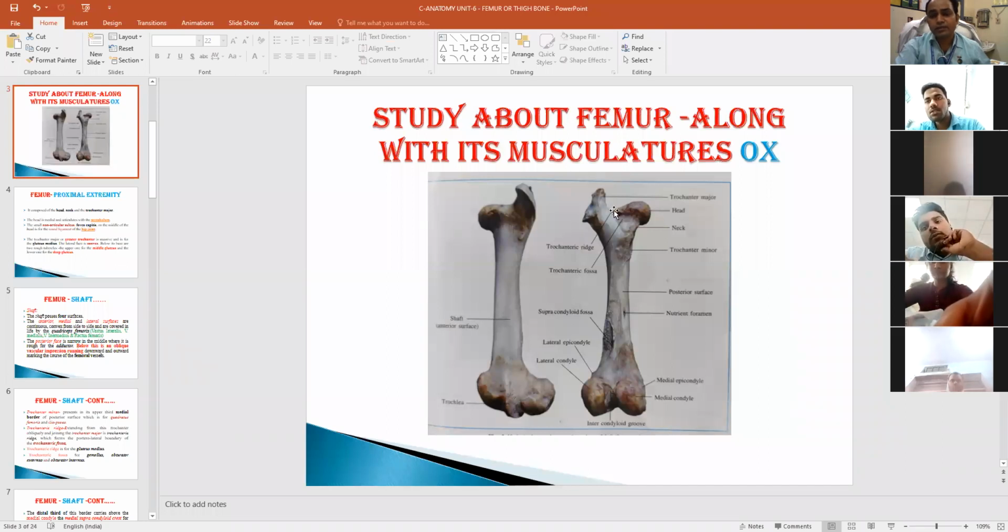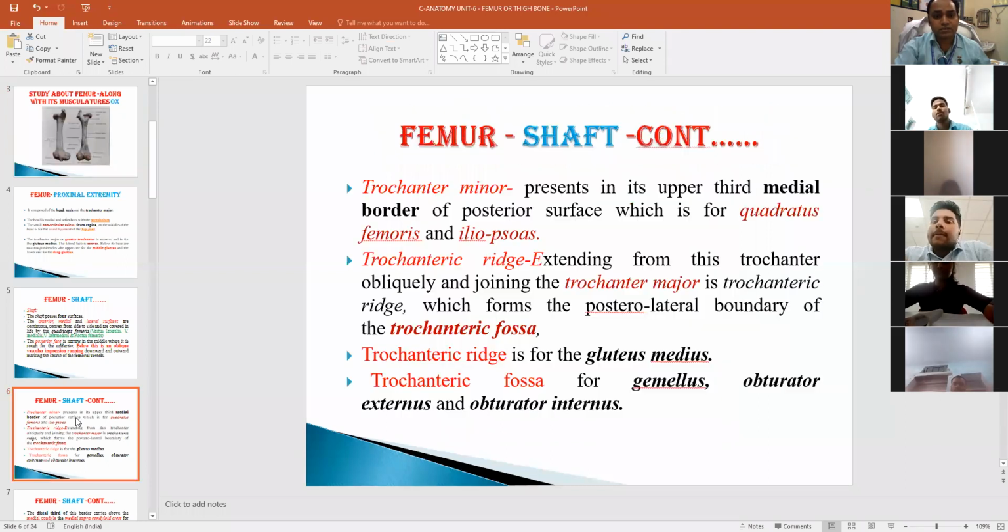Right, we have already completed this. So this is the trochanteric fossa, and this line from the trochanter minor to the trochanter major, in the form of a linear ridge, is known as the trochanteric ridge. These are the structures present on the femur. The trochanter minor is present on the upper third of the medial border, and this is for the quadratus femoris and iliacus muscles. So they are important.